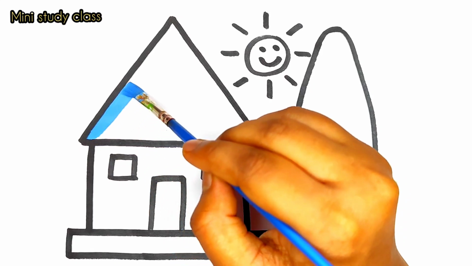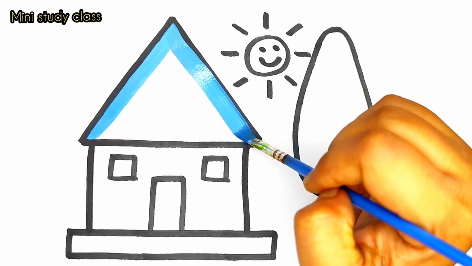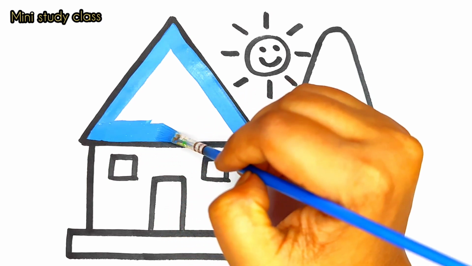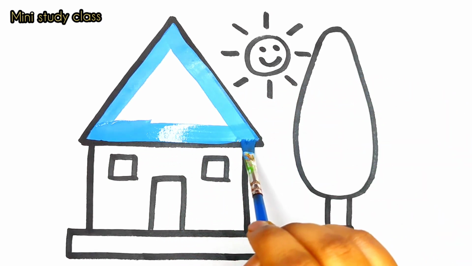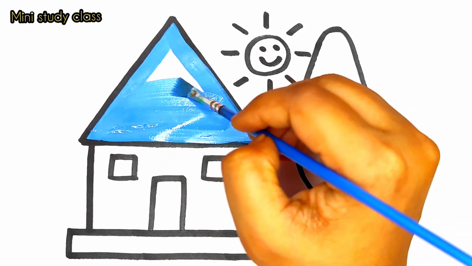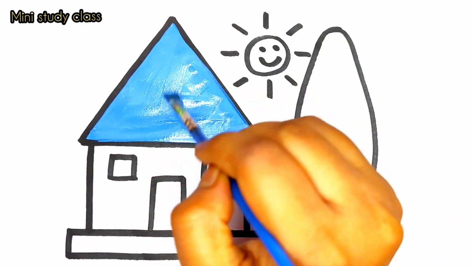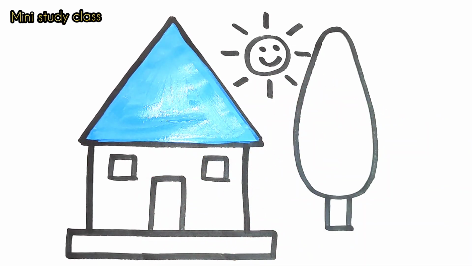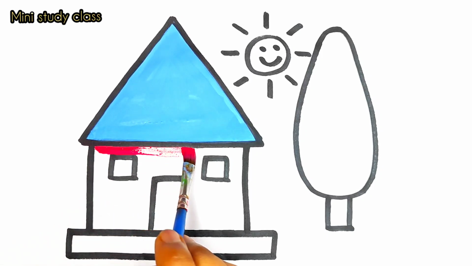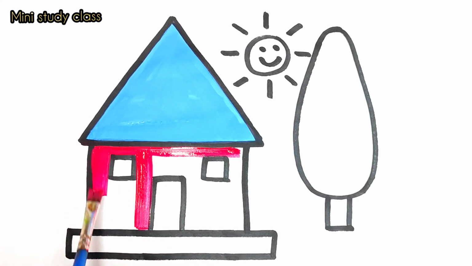Now, it's time to coloring. We use blue color to color the roof, the top of the house. Blue color. This is red color. Here, we use red to color the wall of the house.